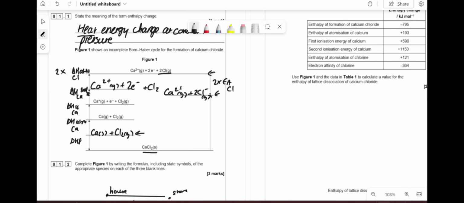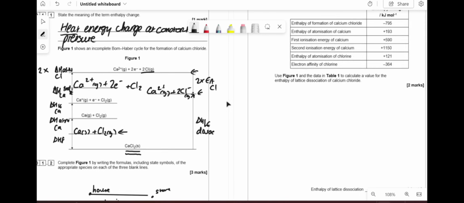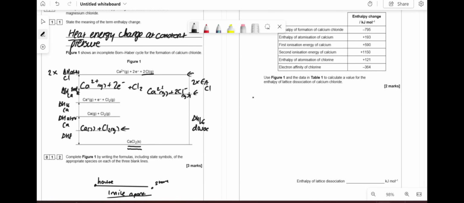Now, we're a bit stuck because this arrow is going upwards. So we need to think what enthalpy changes we know. We're going from a solid ionic compound to their gaseous ions, so that's the lattice enthalpy of dissociation. So now we have all the pieces together. Delta H_f equals everything else added together, presuming we're going this way.